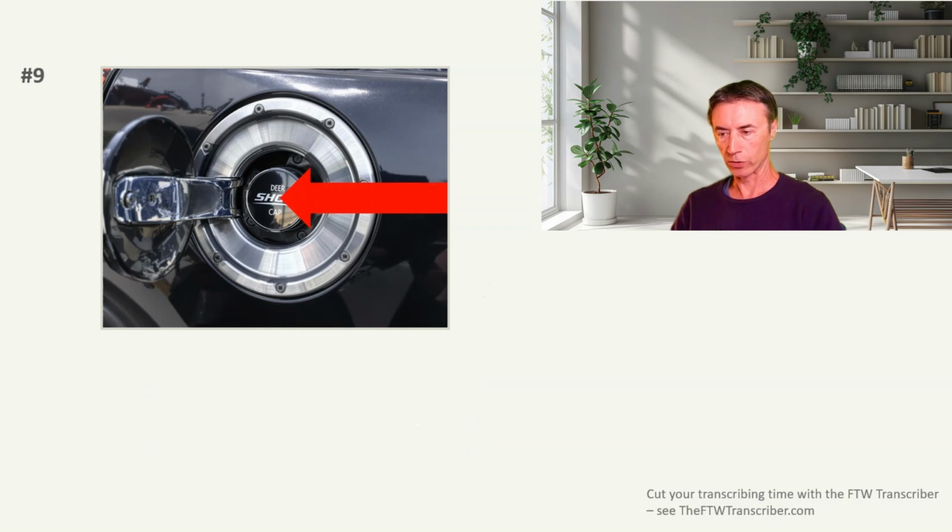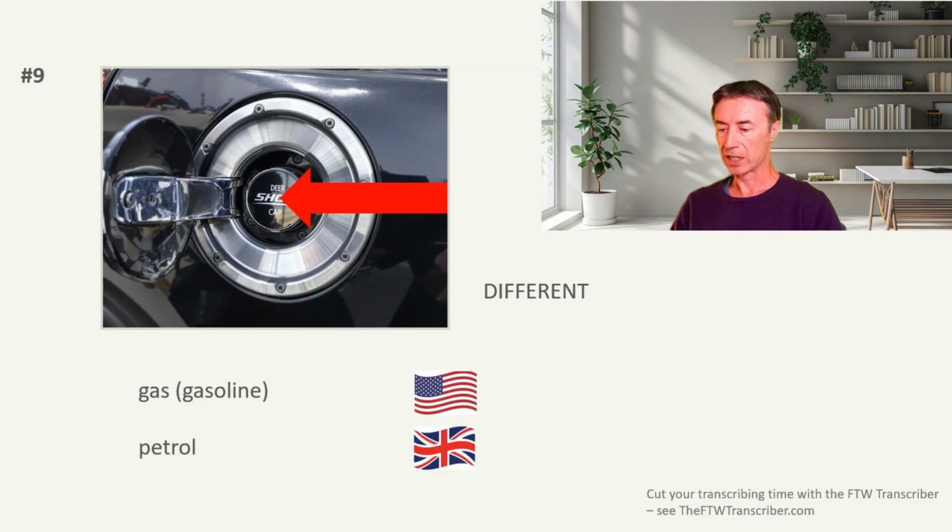Number nine, the liquid which goes in there. Same word or different words? Different, so what are those two words? Gas, short for gasoline. Petrol, which one's British, which one's American? In America, that liquid is called gas, short for gasoline. In Britain, it's called petrol, which is short for petroleum, actually, which hardly anybody says. Petroleum is the Greek word for stone oil, it literally means. Petra means rock or stone in Greek. Peter is the rock on which the church is built.